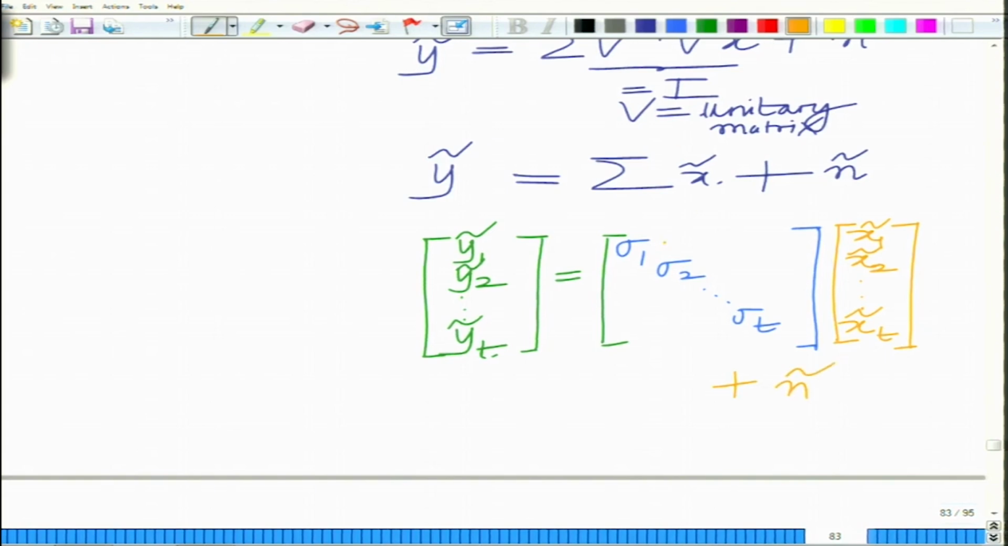Now, we have a set of parallel channels. If you observe closely, you have y1 tilde equals sigma 1 times x1 tilde, y2 tilde equals sigma 2 times x2 tilde. So, this diagonal matrix is nothing but our set of parallel channels. Singular value decomposition is what gives us our set of parallel channels. In fact, you will observe something interesting: the gain of the first channel is sigma 1 square, that is alpha 1, the gain of the second channel is sigma 2 square, alpha 2, and the gain of the last channel is sigma t square, alpha t.